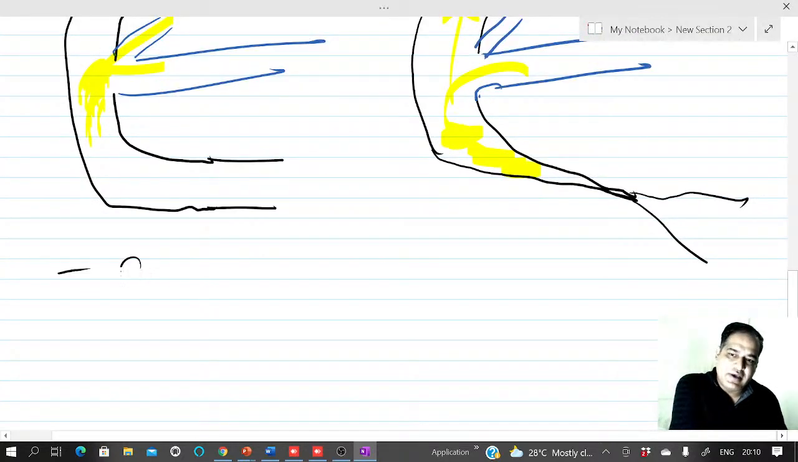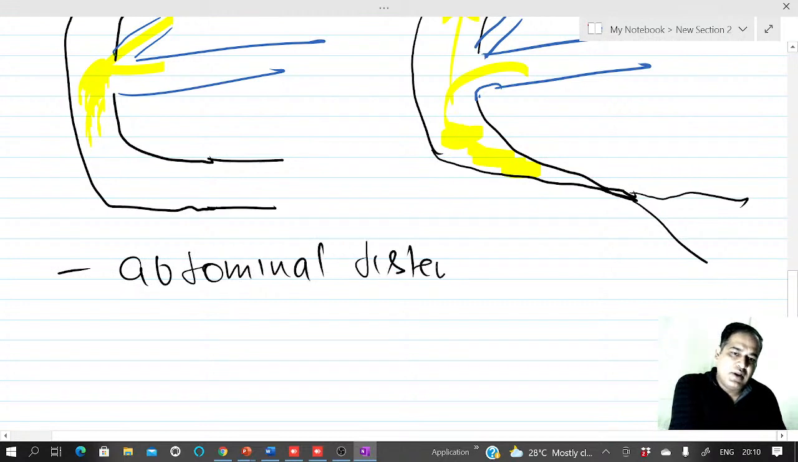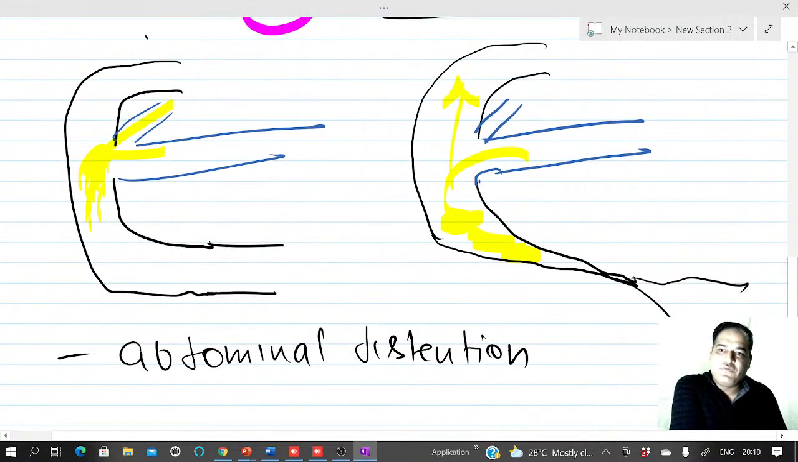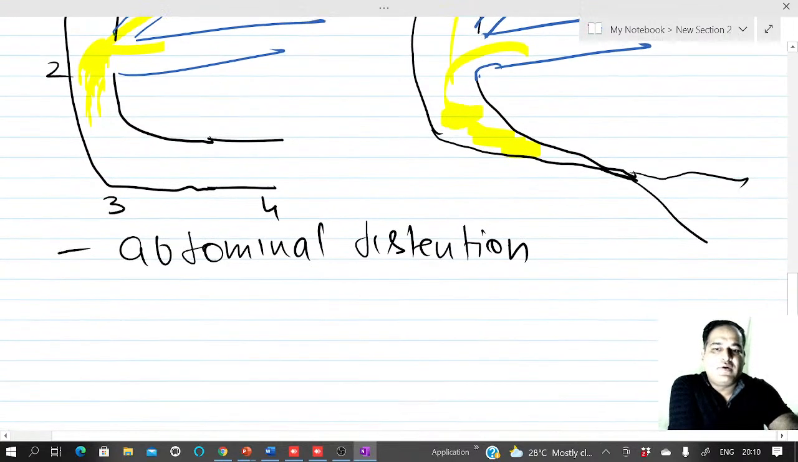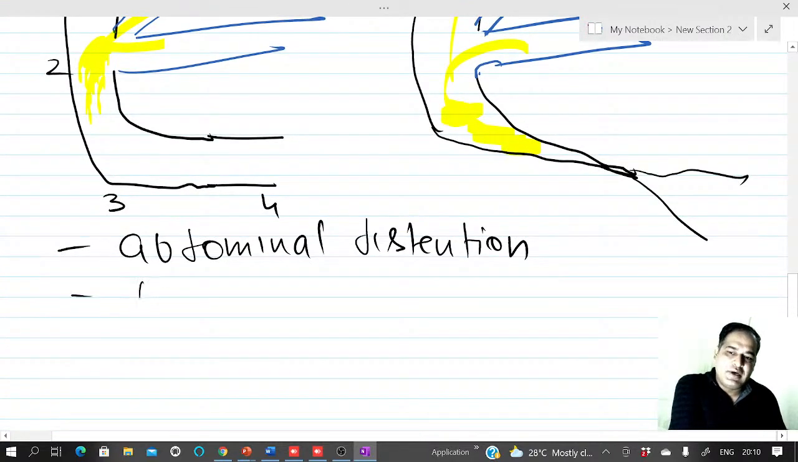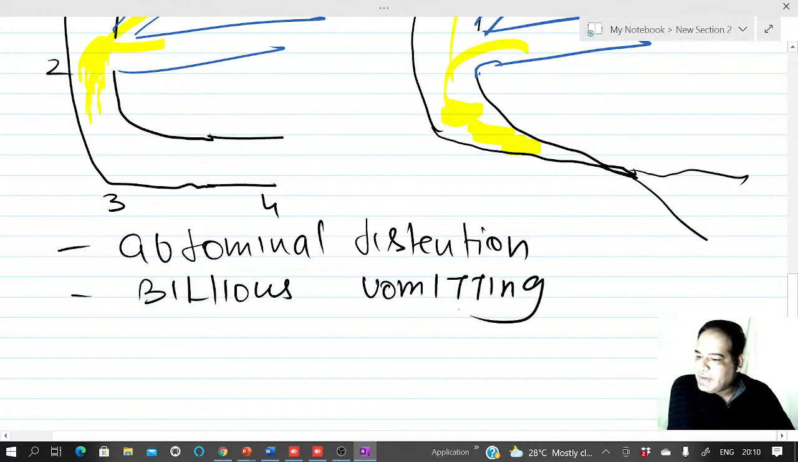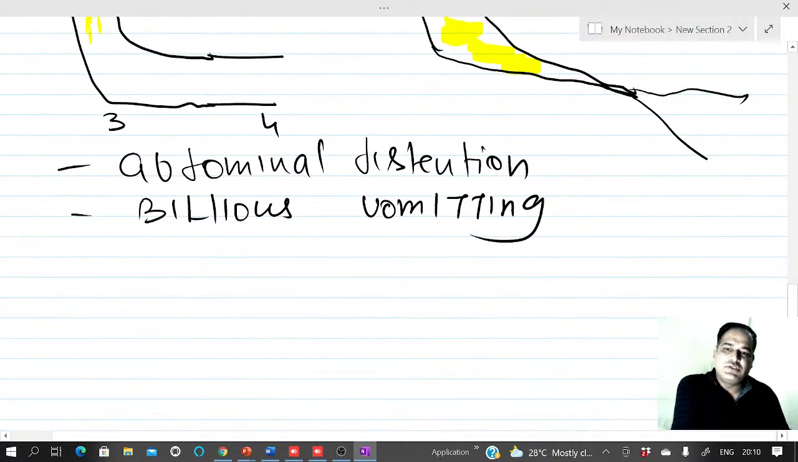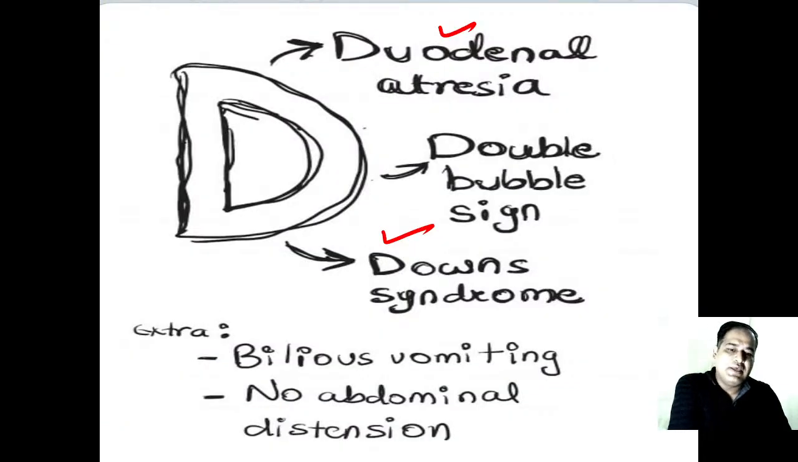So the characteristic clinical feature will be abdominal distension. You see here, I told you the first part, second part, third part, and the fourth part. Fine. Now there will be abdominal distension, and then there will be bilious vomiting.